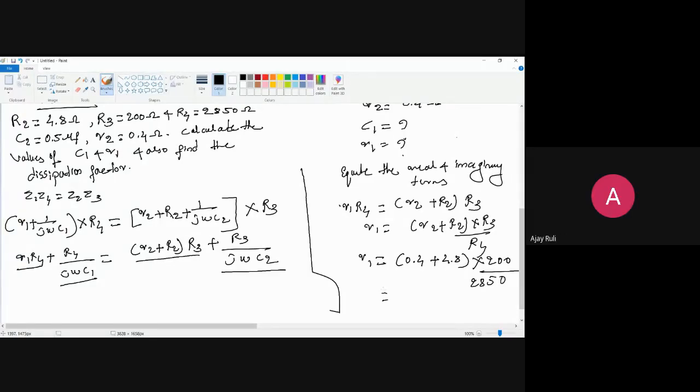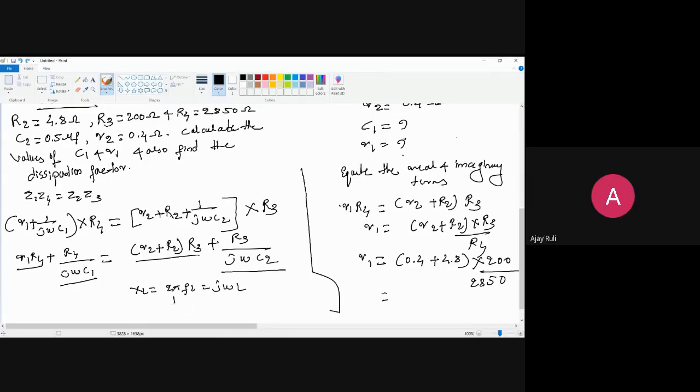Inductance is represented by j omega L, no? Inductive reactance, sorry, inductive reactance. How do we represent inductive reactance? XL equals 2 pi FL, or j omega L. Capacitive reactance is 1 by XC, 1 by 2 pi FC.